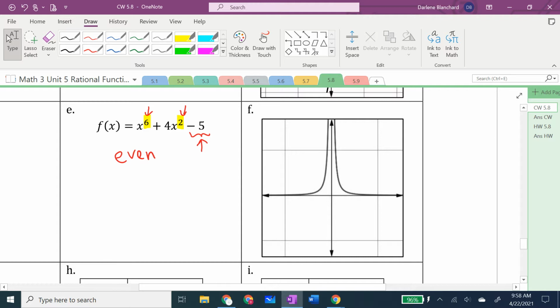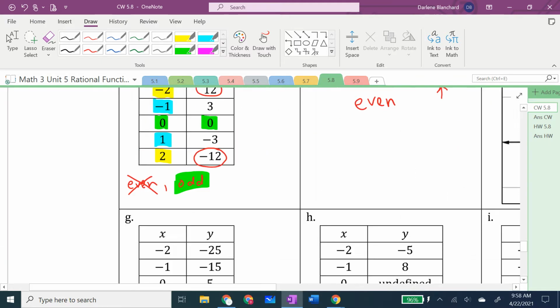Letter F is looking at a graph. Is that symmetric over the y-axis? Your answer is yes. It is symmetric over the y-axis. That means that is an even function.